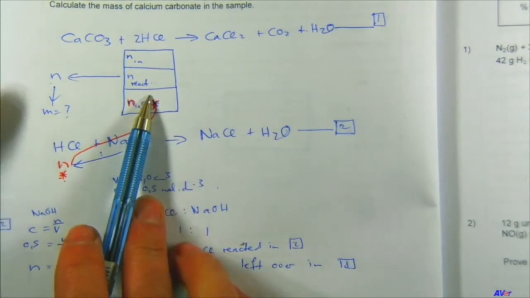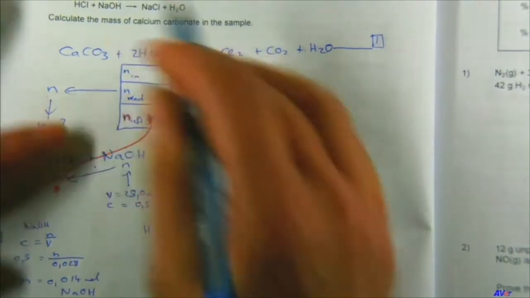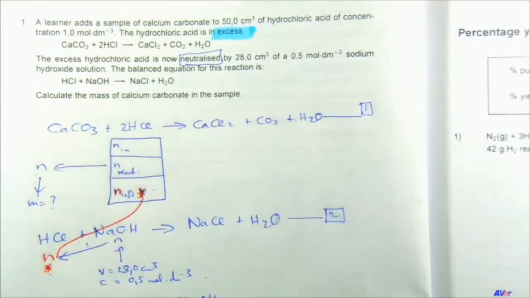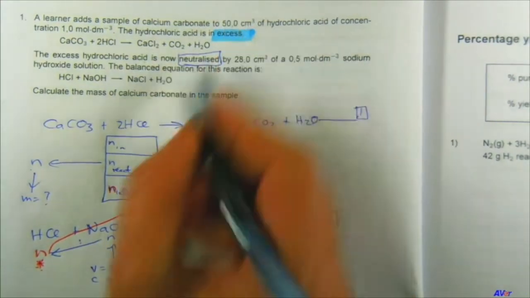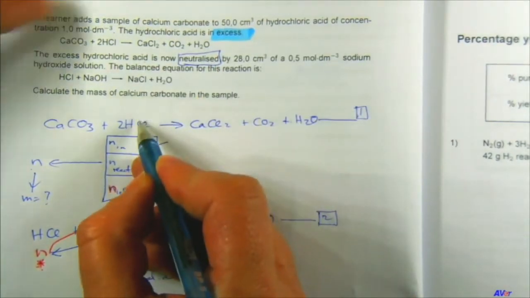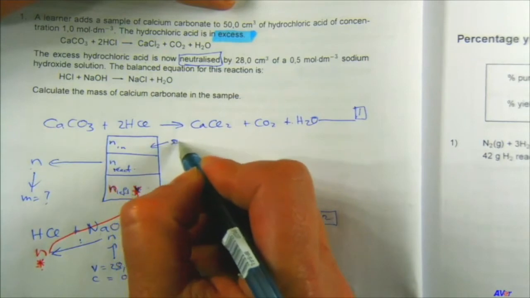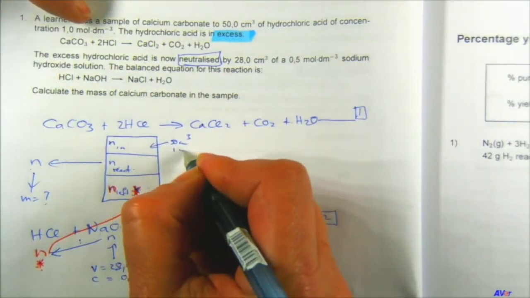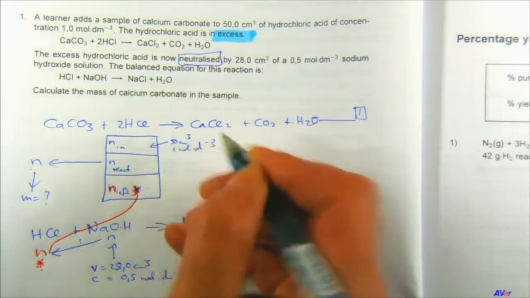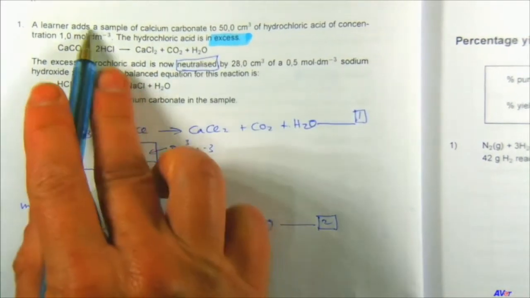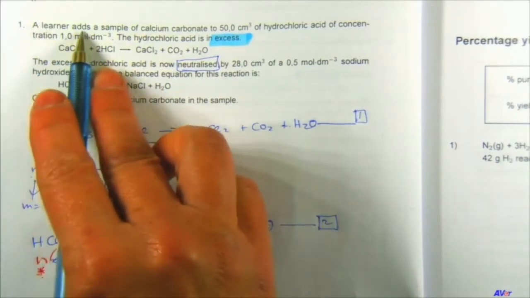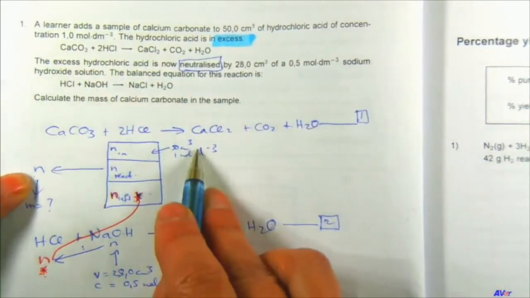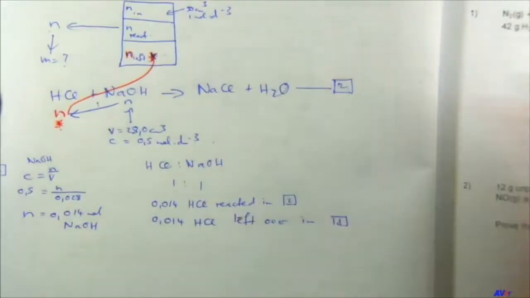Okay. Now, let's go back to the first reaction. What did they tell us about the first reaction? They told us that the HCl was 50 cube centimeters and it had a concentration of 1 mole per cube decimeter. Right, that was what I put in in the first line. They said the learner added a sample of calcium carbonate. So this was what they put in. So now we're working with the first one.